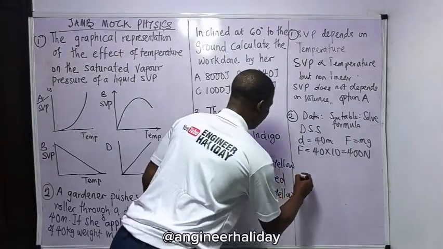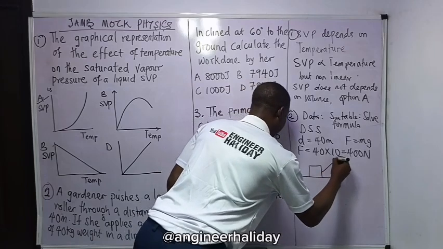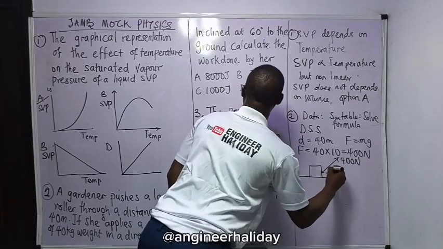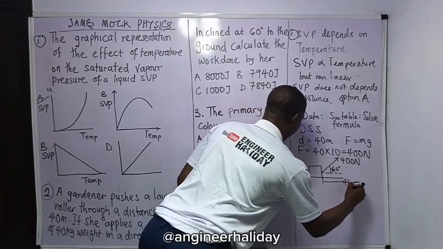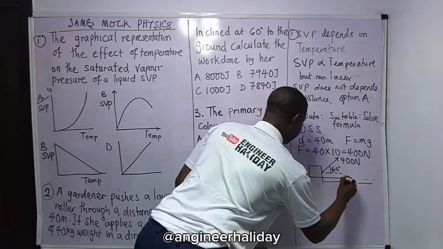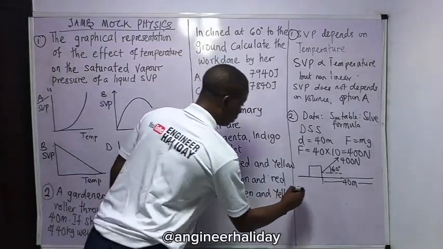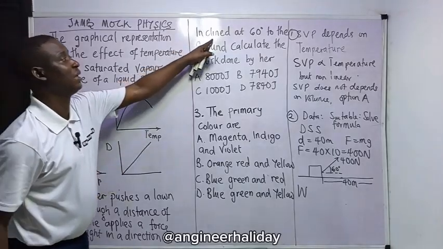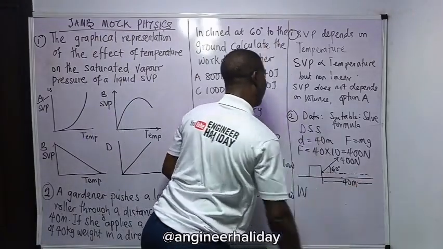She applies a force of 400 Newton in a direction inclined. That means what she applied on the lawn roller is 400 Newton at an angle of 60 degrees to the horizontal, to move it a distance of 40 meters. Now what do we want to calculate? Work done. They say calculate the work done. This is the horizontal.